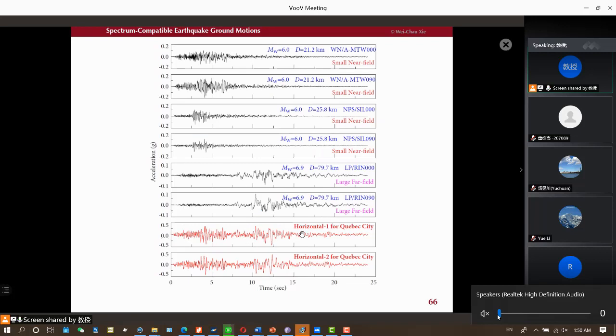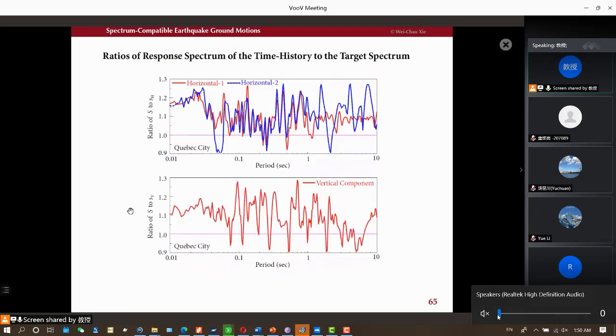Okay, now you check the error between the spectrum and the target. So this is 1, and they're slightly above. It's not 10% below and not 30% above. Similarly for the vertical direction. Okay, so we select 4 near field, 2 large far field, and the response spectrum of the target is well matched.